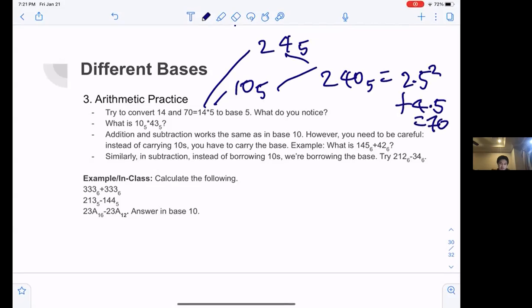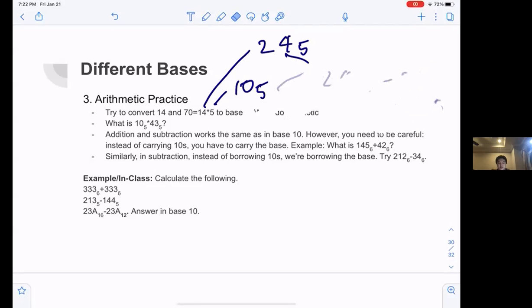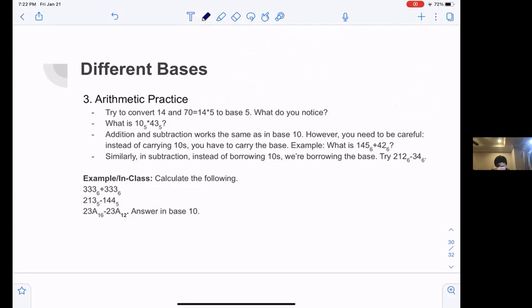So really the point of this is just to show that it carries over. Multiplication, addition, and subtraction are just as valid in other bases as they are in base 10. It's not a unique thing at all, base 10. Now, given that, what's 10 in base 5 times 43 in base 5? Express your answer in base 5. This should be pretty easy if you know how things are starting to work now. But yeah, just go ahead and do that.